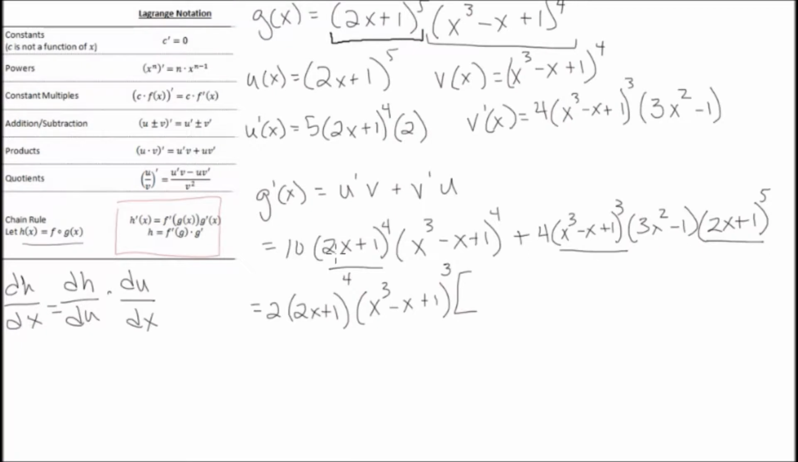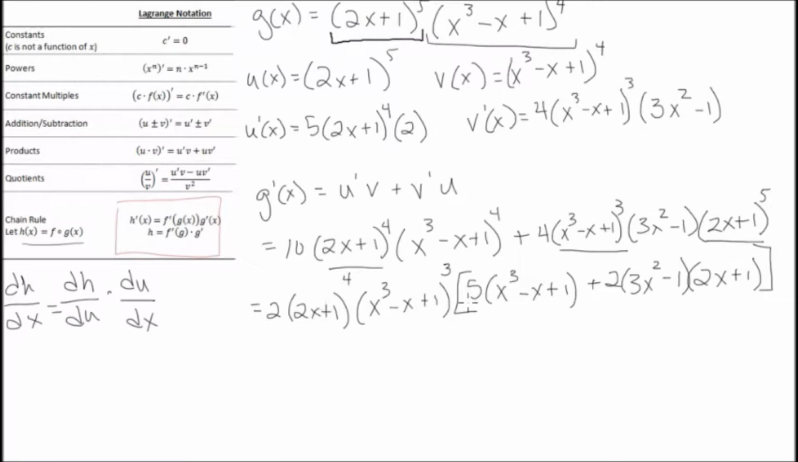Well, I have a 5 left here. I fully factored out this term, so it disappears. I'm left with one of these. So I have 5 times (x³ - x + 1). I look at my second term. I factored out a 2, so I'm left with 2 there. I fully factored out this term. The second term was not factored out at all, so I have (3x² - 1). And then with this last term, I was left with just one of them, so I have (2x + 1).